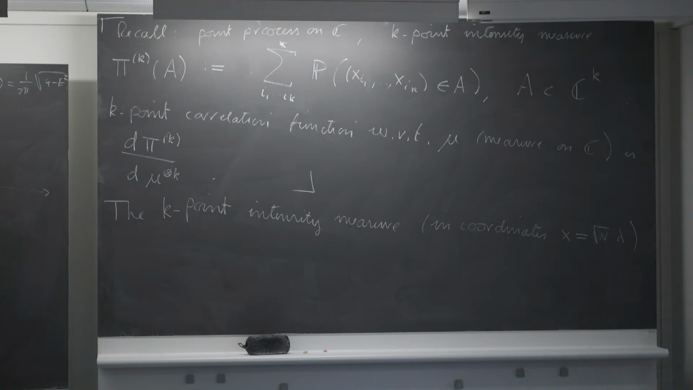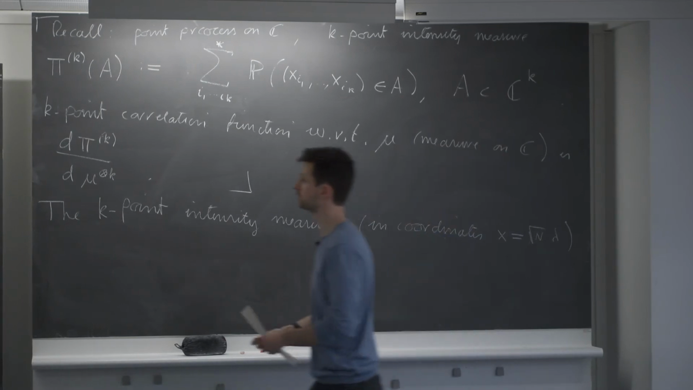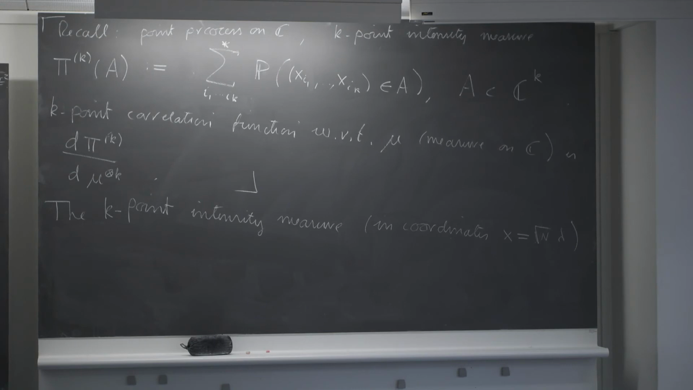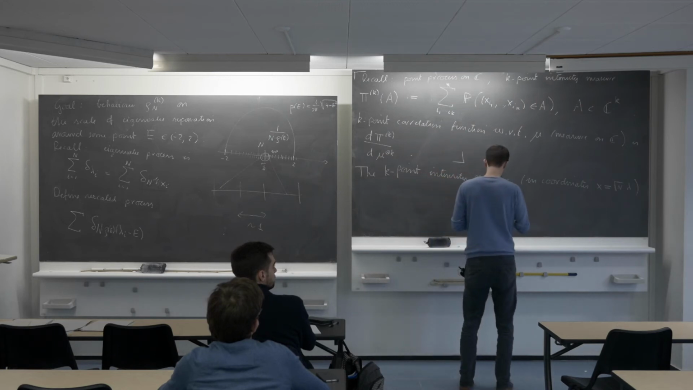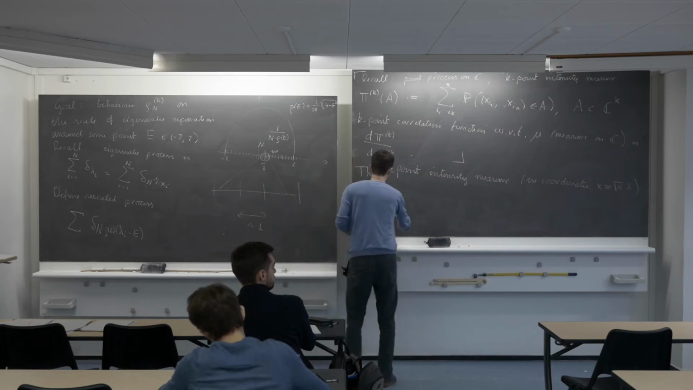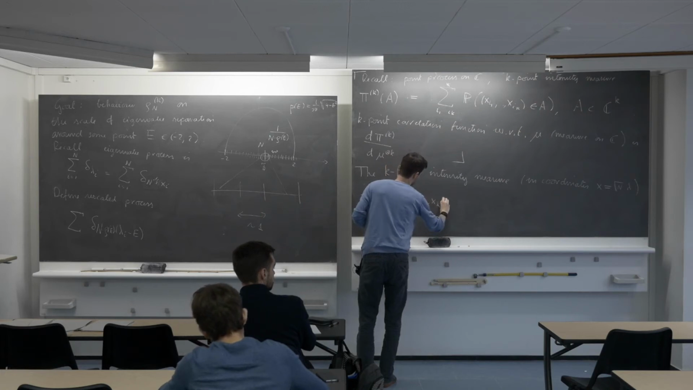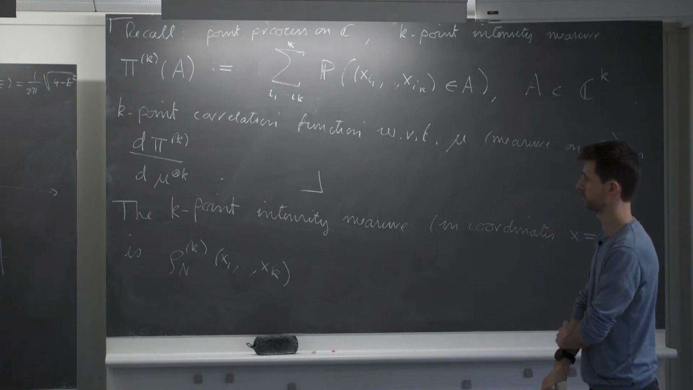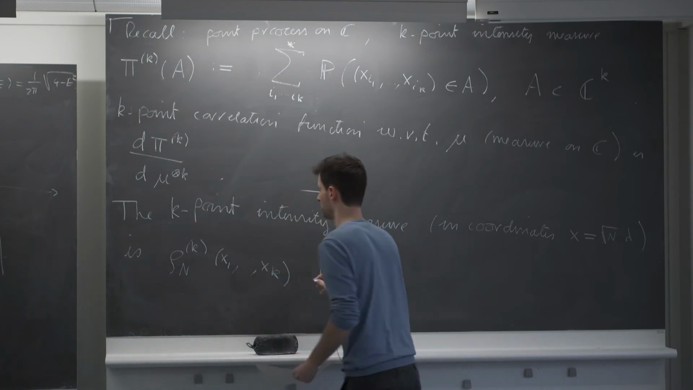So we have three scales. We will work with the eigenvalue scale lambda, which is the scale on which the semicircle law lives. We had the scale x, which was convenient for this calculation. And when we zoom in, we will have yet another scale, new coordinates. So this K-point intensity measure is precisely the correlation function with respect to the Gaussian measure that we have computed up to now.